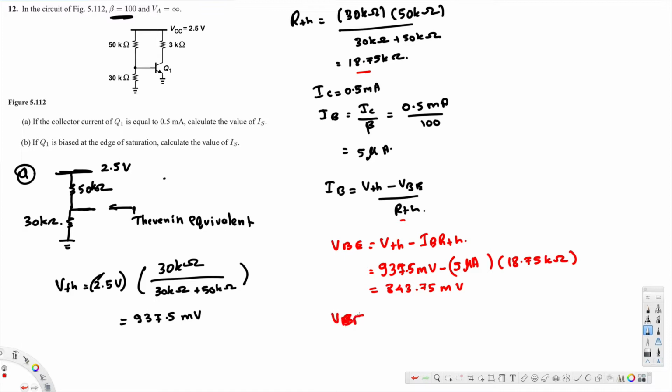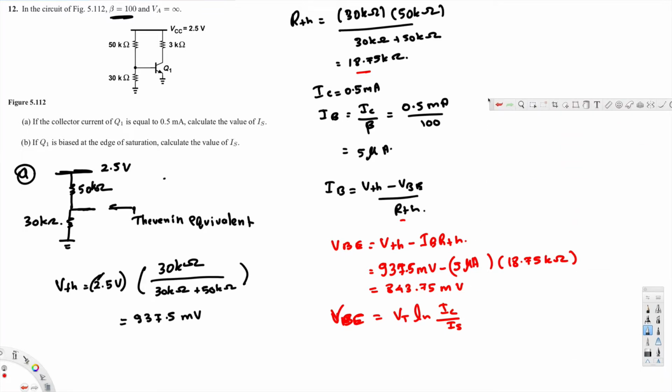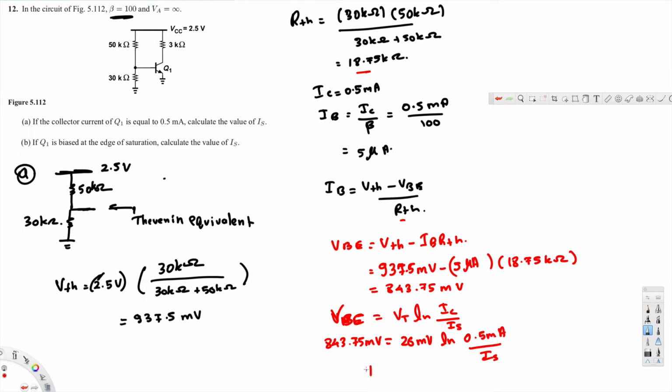Now the next thing is we are going to solve for IS. VBE is equal to VT ln of IC over IS. Let's go ahead and plug in the values. VBE we found is 843.75 millivolts, that's equal to 26 millivolts times ln of IC, the collector current, 0.5 milliampere, divided by IS. Now if we solve for IS, that's going to give us 4.03 times 10 to the power of minus 18 ampere. That's what the question is asking for, the value of IS. We just found it.